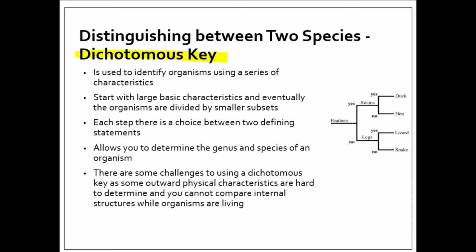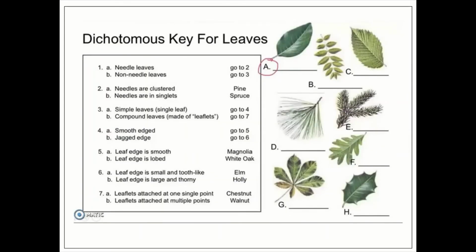So there's one in the notes, and there's also one in the worksheet. This one's a little bit more science-based. The one in the worksheet is a kind of fun little minion one. If we're looking at the very first one, we have leaf A. You need to look and say, okay, is it a needle leaf or a non-needle leaf? So now we know it's a non-needle leaf. We're going to go to step 3.